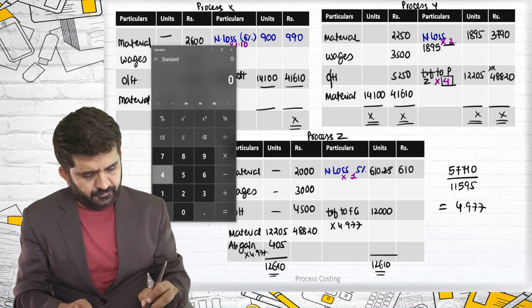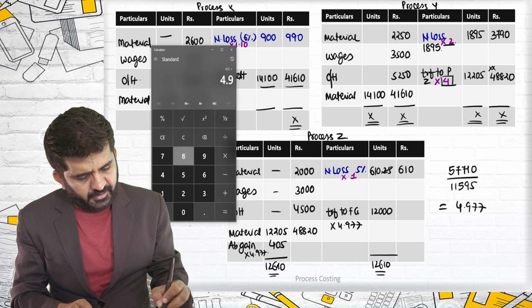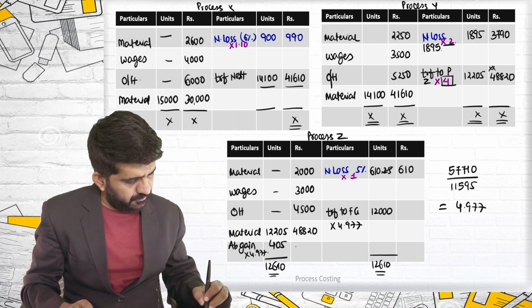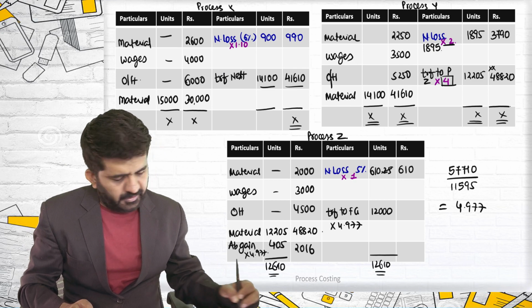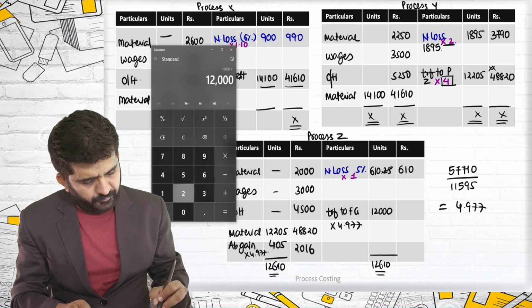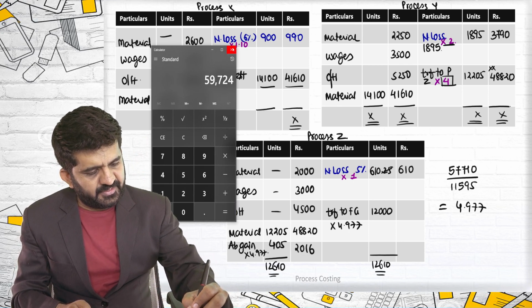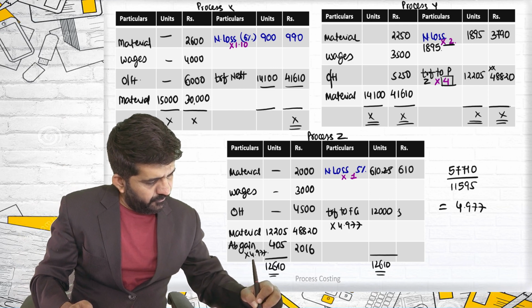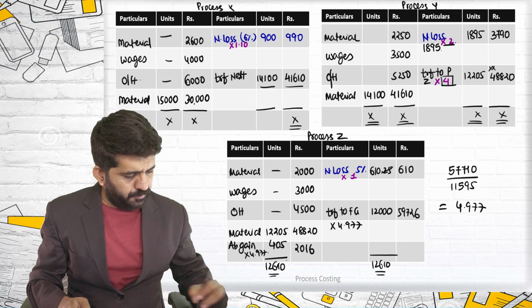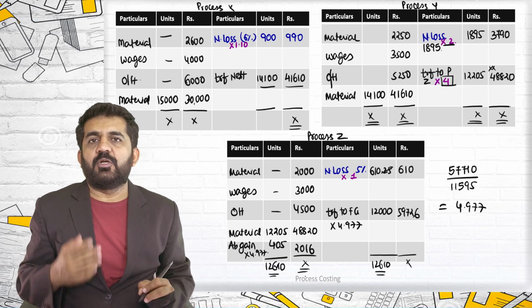405 into 4.977 is 2016, and 12,000 into 4.977 is 59,724. Instead of 4, I am writing down 6.2 rupees just to tally, so my process Z will also tally.